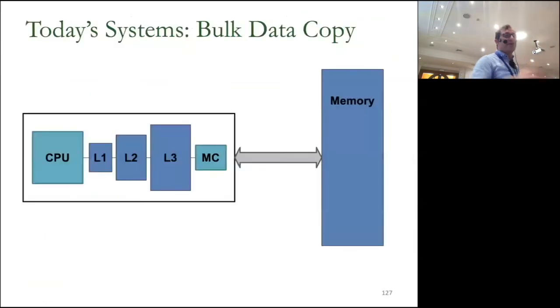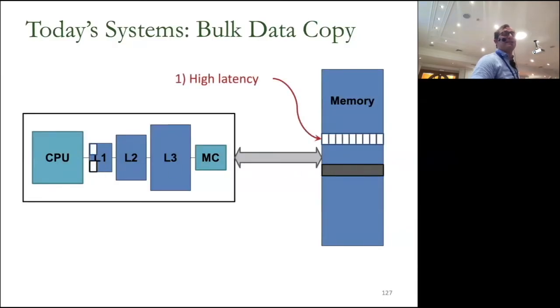Okay, so how do we do copy in today's systems? Let's assume that you're copying a page to another page. A page could be 4 kilobytes. If you want to copy this white page to the gray page, you go through the processor. You basically bring the data byte by byte into the L1, do the copy, and write back the data.